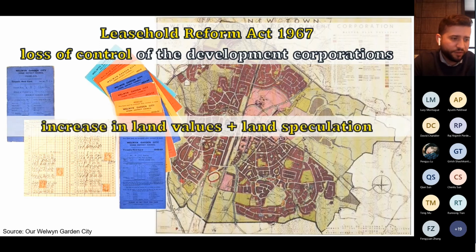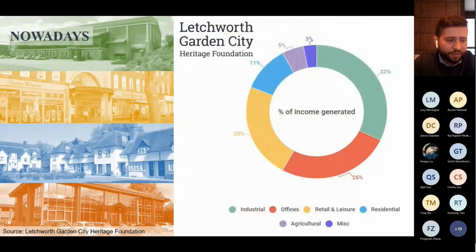However, the reinvestment model of the garden cities has prevailed in the face of adversity. Just like the original companies were aimed at reinvesting their net profits for the benefit of the local community, the current development corporation of Letchworth is working in the same direction.